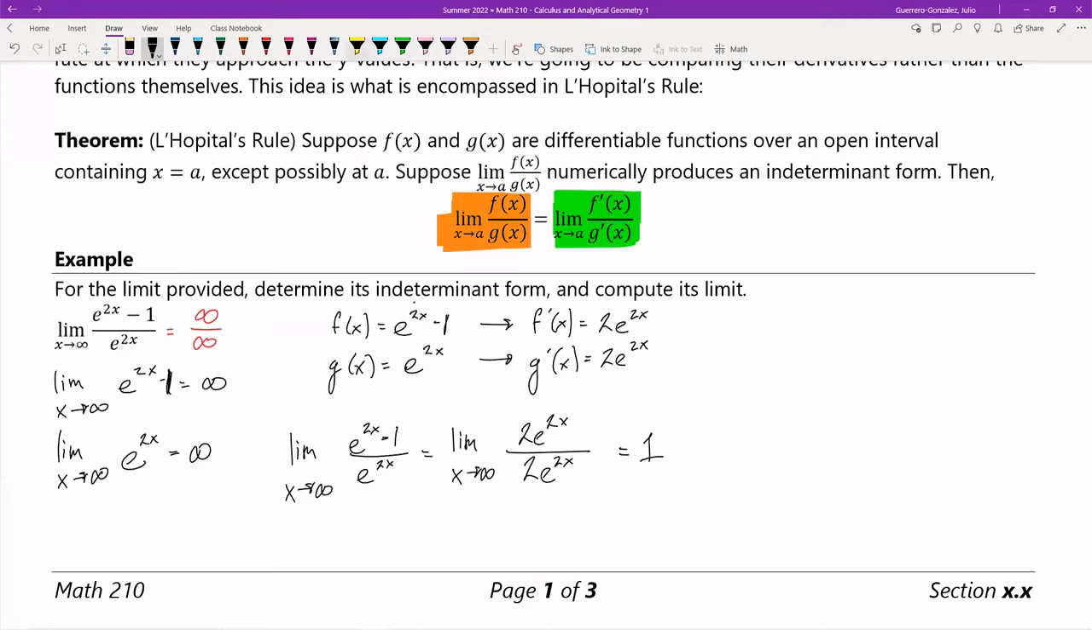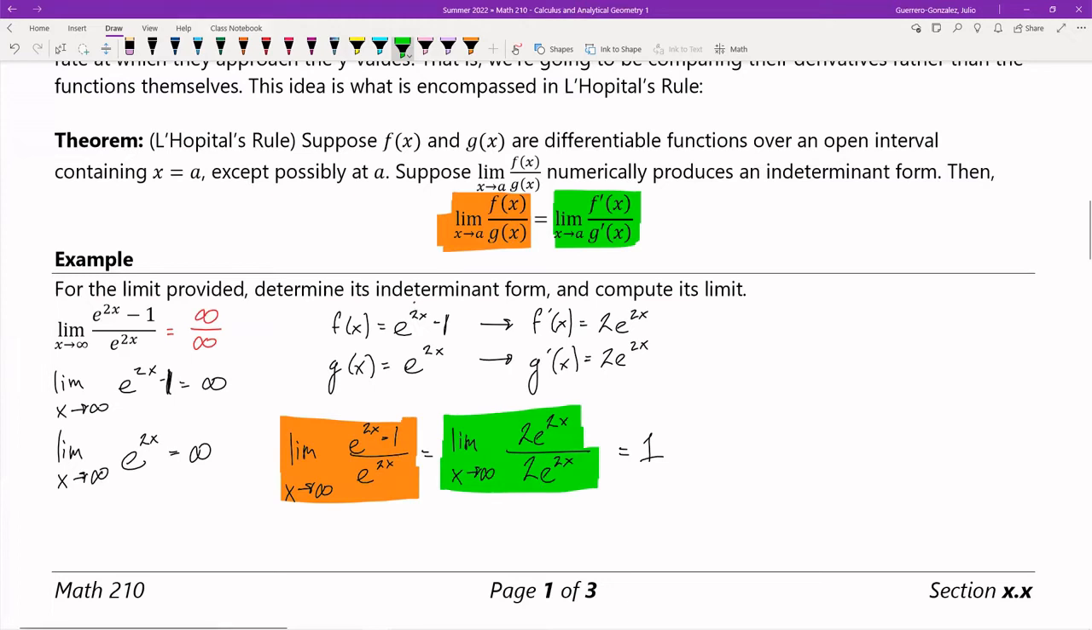So what we have here is this. I'm going to go ahead and use the color coding that's here. This is our original limit, right? We can't compute this using the methods that we learned from chapter 2, right? So instead, we take the derivatives and find the limit of that. And we get this, right? And by doing this, we get that it's equal to 1.